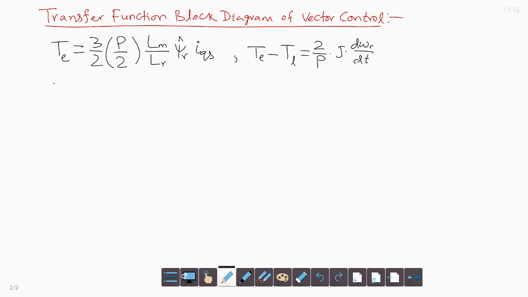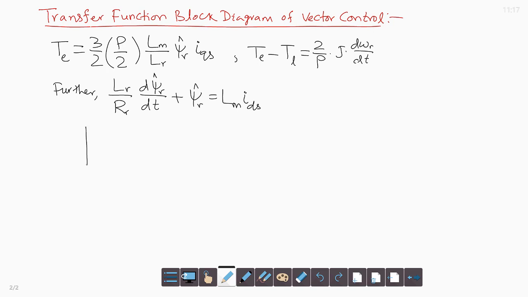Further, from the flux balance equation, we have L r by r r into d psi r by dt plus psi r hat equals L m into i d s. This equation we have derived for indirect vector control. Using these three equations, we can obtain the transfer function block diagram.